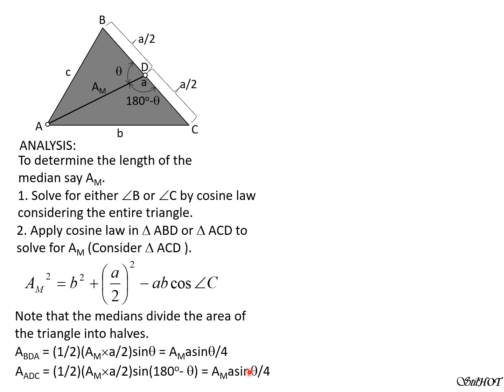For the direct formula of this median, it is equal to 1/2 square root of 2 times quantity b square plus c square minus a square, or 1/2 square root of 2 b square plus 2 c square minus a square.